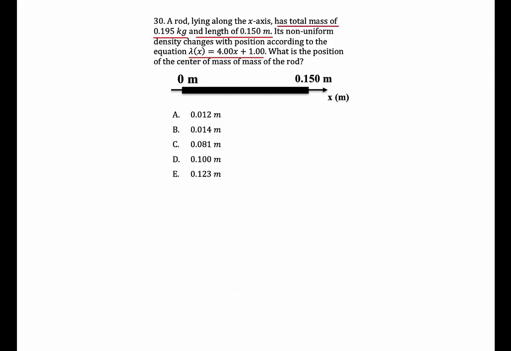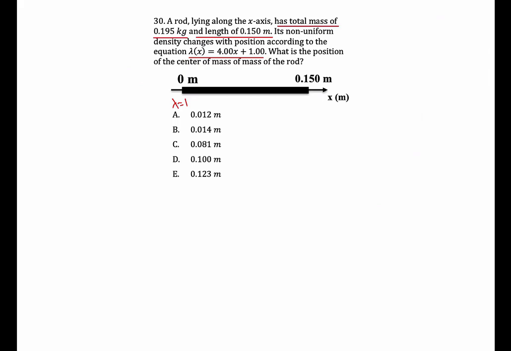Now let's explain what this means. This means that the density of the object changes with the position. For example, if I go to the location x is equal to 0 and I replace the value of 0 in this equation, then the density is 1. So at this location the density is 1.